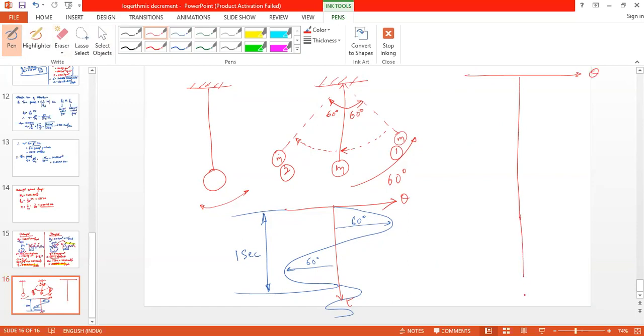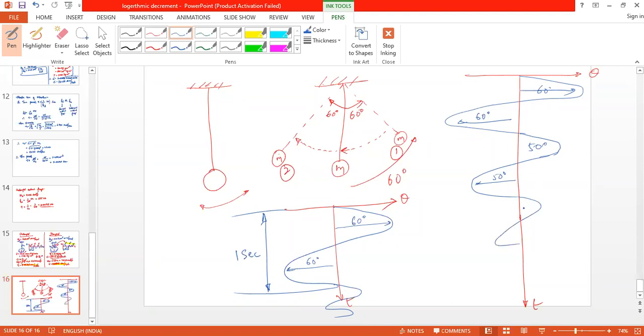I just inverted this graph. In the first cycle it was 60 degrees. This is 60 degree amplitude, and this is 60 degrees. And in the second cycle it may be reduced to 50 degrees. And in the third it may be reduced to 40. Now assume that the time taken to complete the first cycle is 1 second. So the question is, what will be the time taken to complete the second cycle?